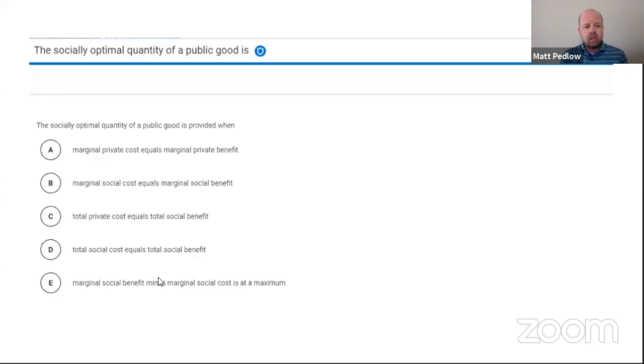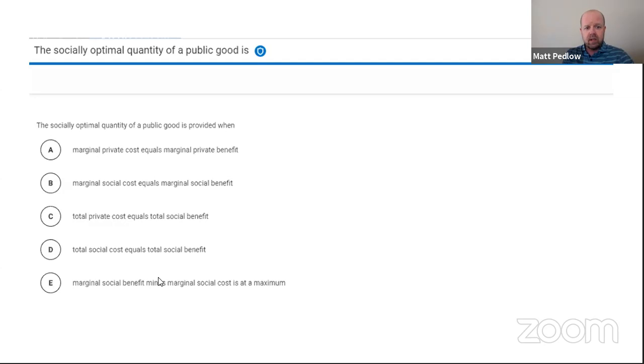And then the last multiple choice, and typically each day, a few multiple choice, especially for explanation reasoning. I think it's important sometimes to say why certain things are wrong, and then we'll hop into the free response here in a sec. So the socially optimal quantity of a public good is provided. And once again, we're talking about public and private goods on Monday. So when you see socially optimal quantity, think to yourself, it's where your marginal social benefit equals your marginal social cost. So B jumps right off the page.